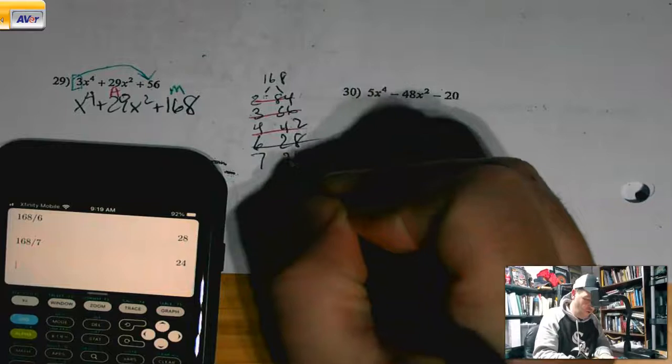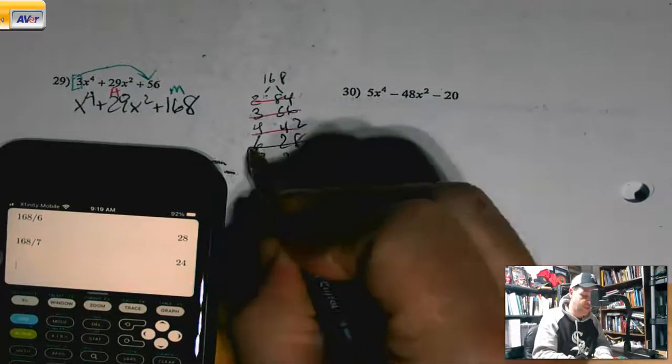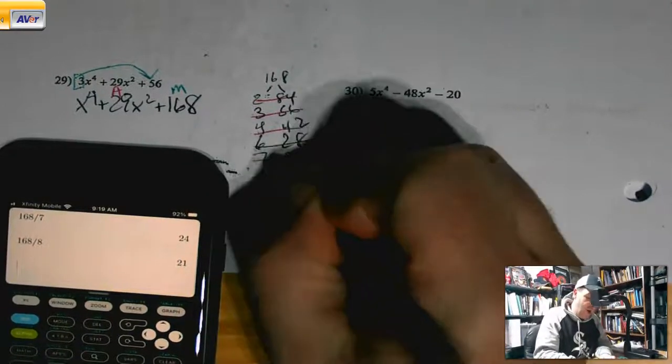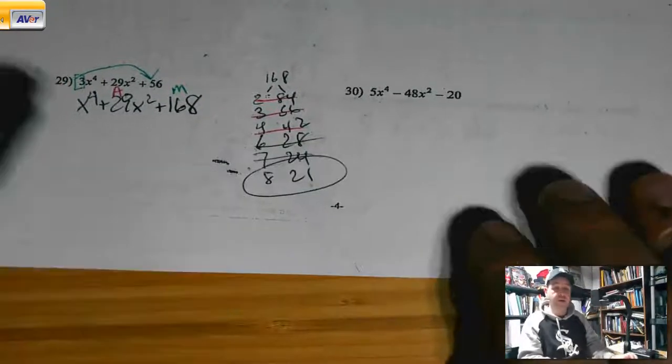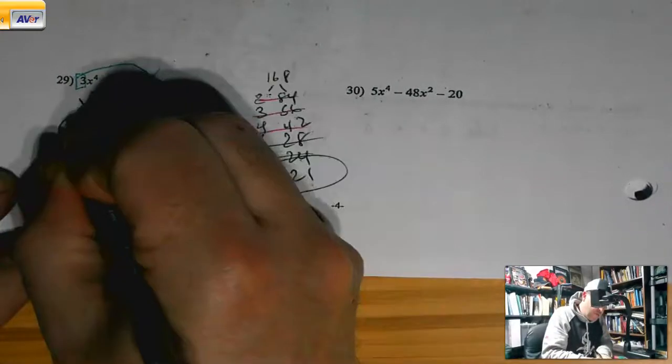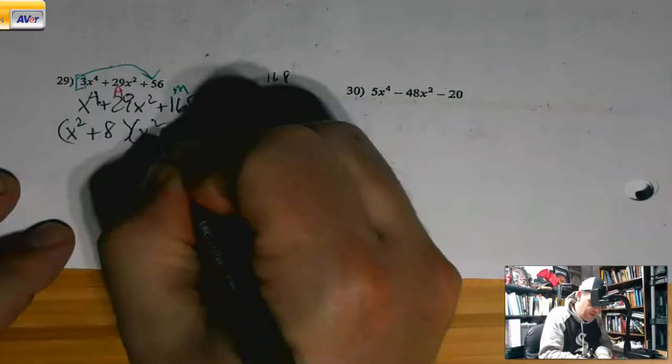7 and 24. Oh, I'm getting close, though. Notice if you add these up, it's 46, 34, 31. We're close. Oh, we're so close. 8 and 21. Okay, we've made it. Remember, it's x squared, not x, because we got to get to x to the fourth. And everything's positive. 8 and 21.